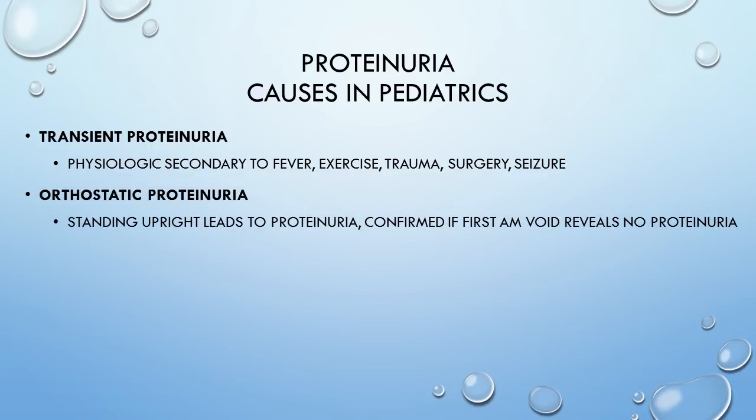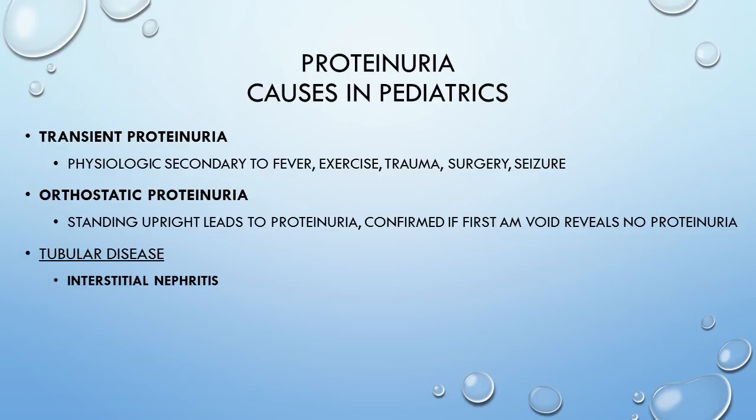There's orthostatic proteinuria, which means that upon standing upright, the patient has proteinuria. One of the ways that we check for that is we ask them to collect their first morning void. Right after they've been laying flat all night, they get up and go straight to the bathroom and pee, and that first morning void doesn't have any protein in it. That tells us that they most likely have orthostatic proteinuria.